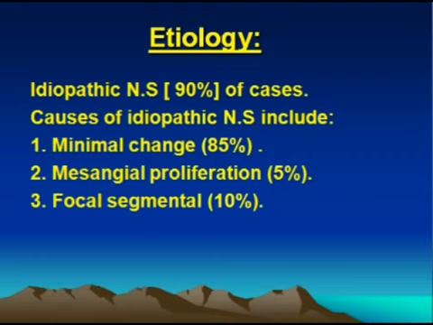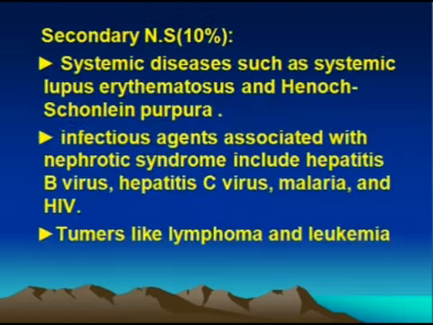Etiology: we have two types of nephrotic syndrome. Idiopathic nephrotic syndrome in about 90% of the cases, and the causes of idiopathic nephrotic syndrome include minimal change nephrotic syndrome, which is the most common type of nephrotic syndrome in children. In addition to that, we have mesangial proliferation and focal segmental.